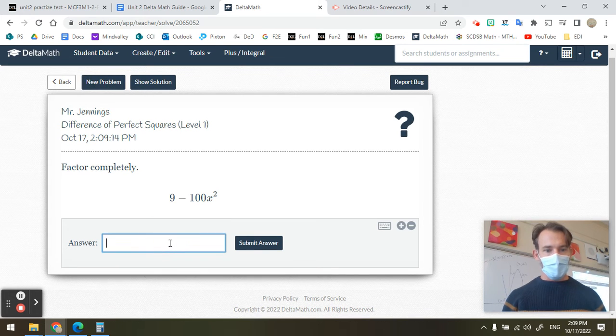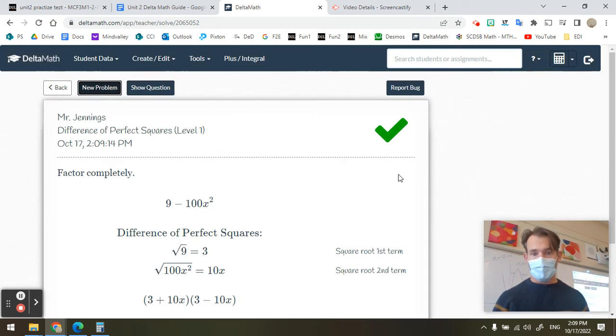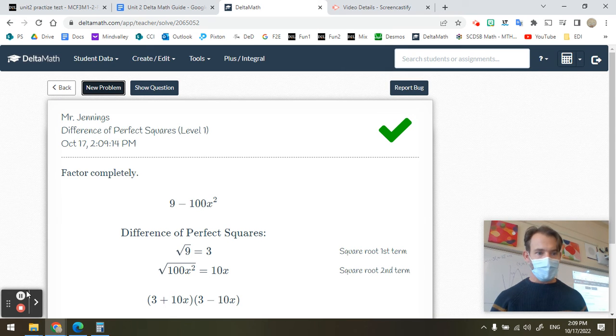Okay, I'm not going to show you on paper. If you can do these in your head, absolutely, power to you. And then 3 plus 10x. All right, so that's going to work because 3 is the square root of 9 and 10x is the square root of 100x squared. And it doesn't matter which bracket has the plus and which one has the minus because you can multiply in either order and you get the same thing. There we go.